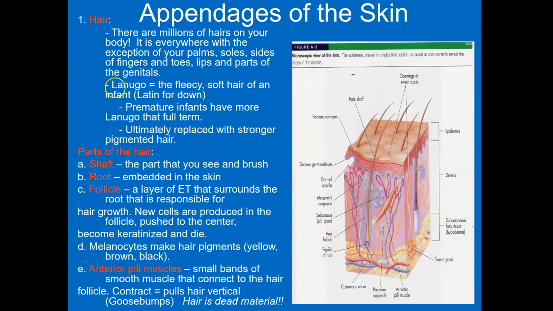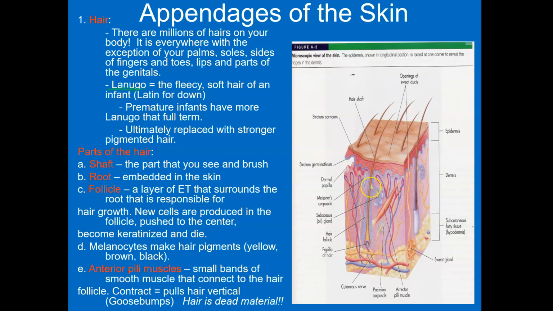Now, lanugo is the hair that babies are born with, and it's this really soft, fleecy hair. And lanugo is a Latin word for down. It means like downy fur. When babies are born too early, they have lots and lots of extra lanugo. They're fluffy. They're kind of fuzzy. Eventually, that lanugo becomes replaced, some of it, not all, but most of it, replaced with stronger pigmented hair on your arms and on your legs and so forth. So the parts of the hair are the hair shaft, all right?